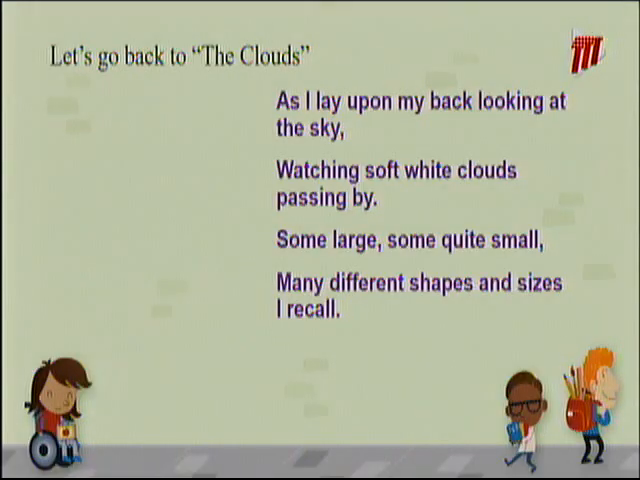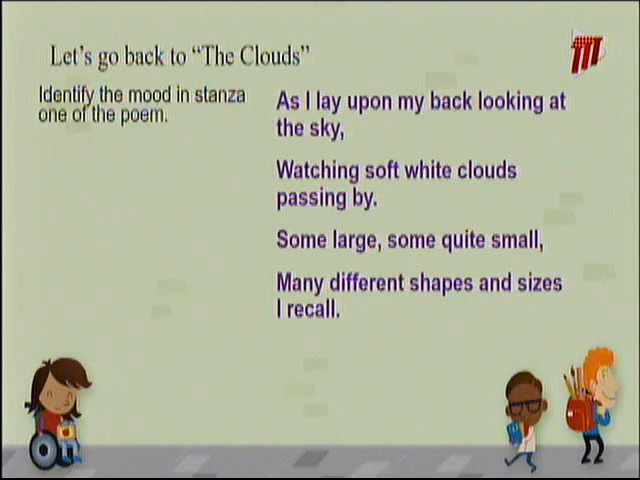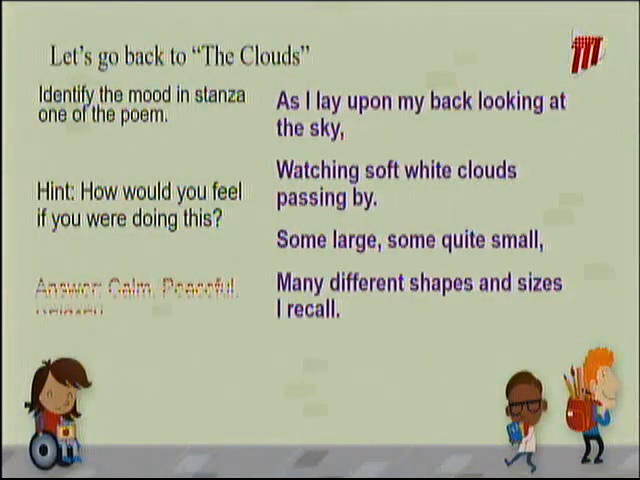Let's go back to our poem, The Clouds. As I lay upon my back looking at the sky, watching soft white clouds passing by, some large, some quite small, many different shapes and sizes I recall. Let's see if you would be able to identify the mood in stanza 1 of the poem. Remember, how would you feel if you were doing this? Well, if you said that you would feel calm, peaceful, or relaxed, then you are correct. This would be the mood the author is trying to portray in stanza 1.